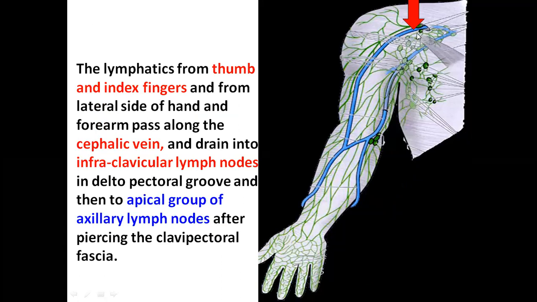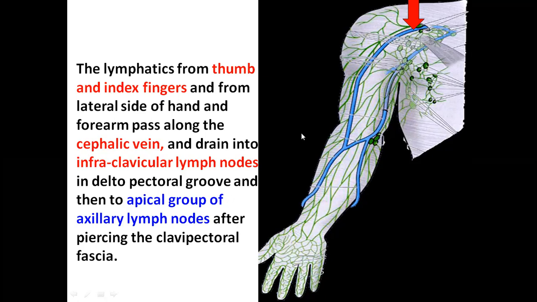Below the clavicle, we have a set of lymph nodes. Those are infraclavicular lymph nodes. Its journey is accompanied like the cephalic vein journey; we know it moves in the deltopectoral groove, isn't it? That means these lymphatic vessels are also following the same route. Finally, they move into the apical group of axillary lymph nodes after piercing the clavipectoral fascia.